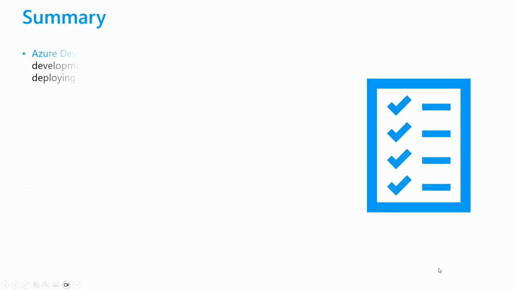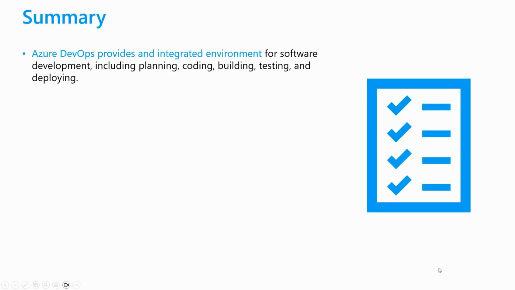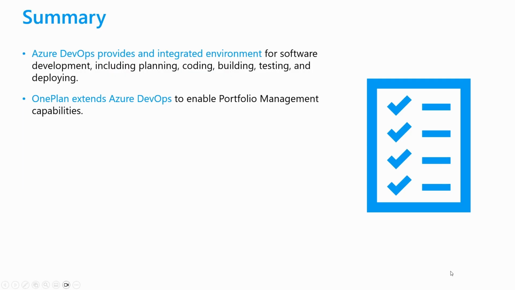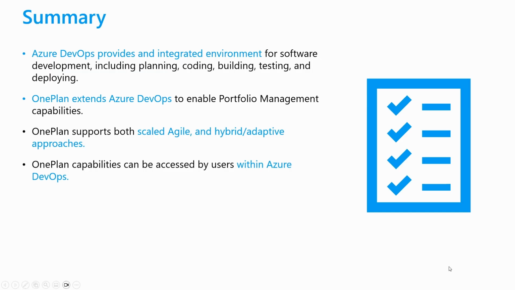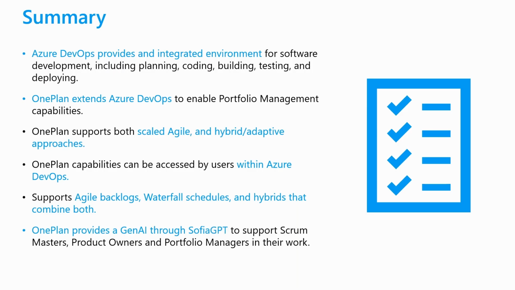So from a summarization perspective, Azure DevOps provides an integrated environment for software development that provides a lot of tools, but not really much on the portfolio management level of things. OnePlan extends Azure DevOps to enable those portfolio management capabilities and supports both scaled agile, hybrid, and adaptive approaches to portfolio management. And OnePlan capabilities can be accessed by users within Azure DevOps itself, and supports agile backlogs, waterfall schedules, and hybrids that combine both into the same schedule or work plan.